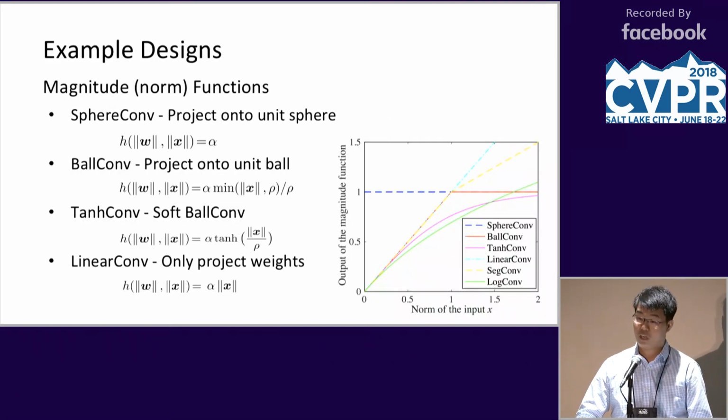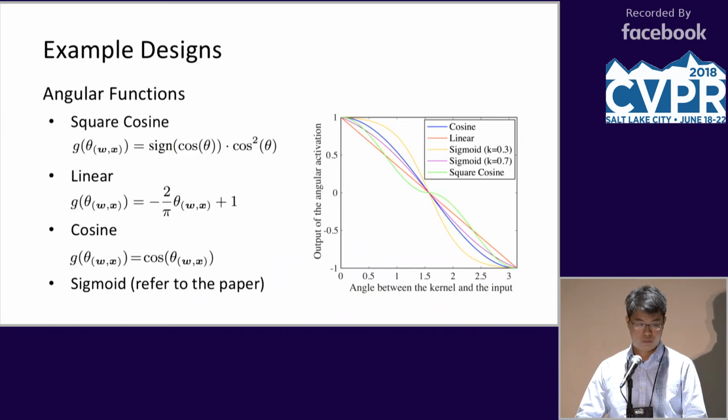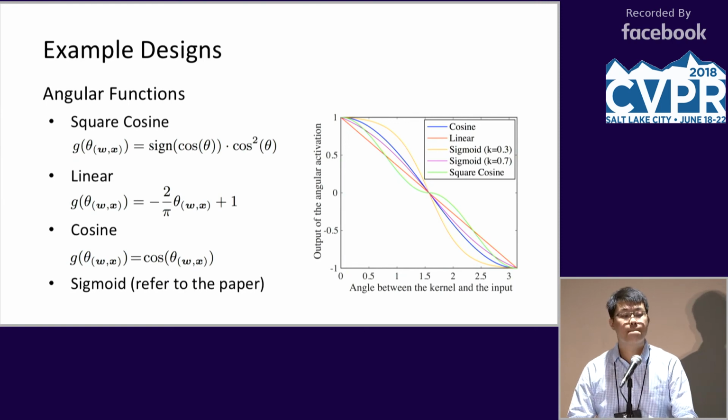Building upon SphereConv, we propose several variants of magnitude functions. For example, we may project the input onto a unit ball instead of a unit sphere, and we may have soft versions of those operators. And we'll also try some different angular functions as shown below.